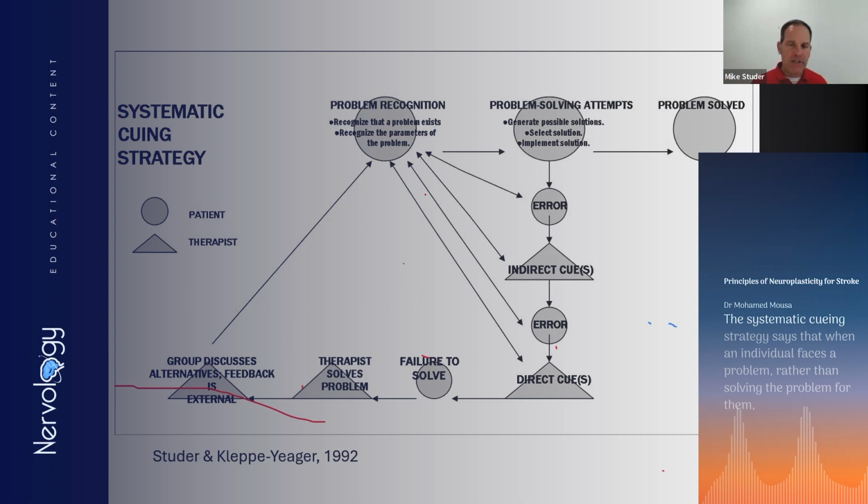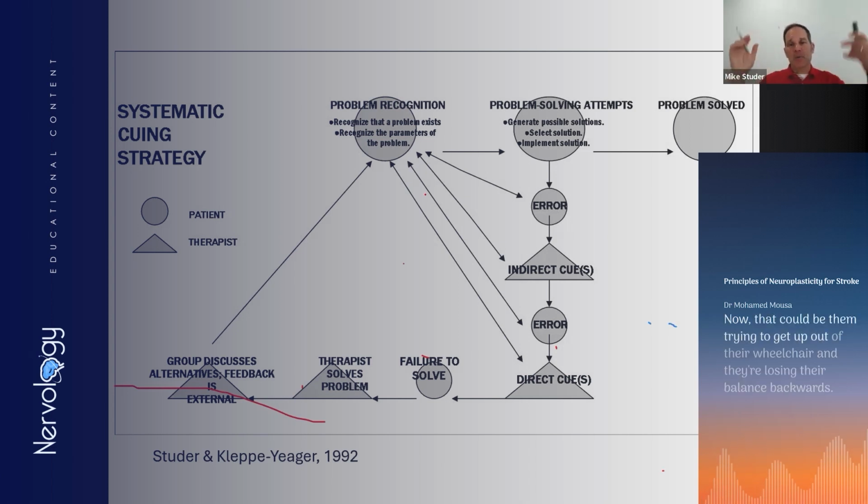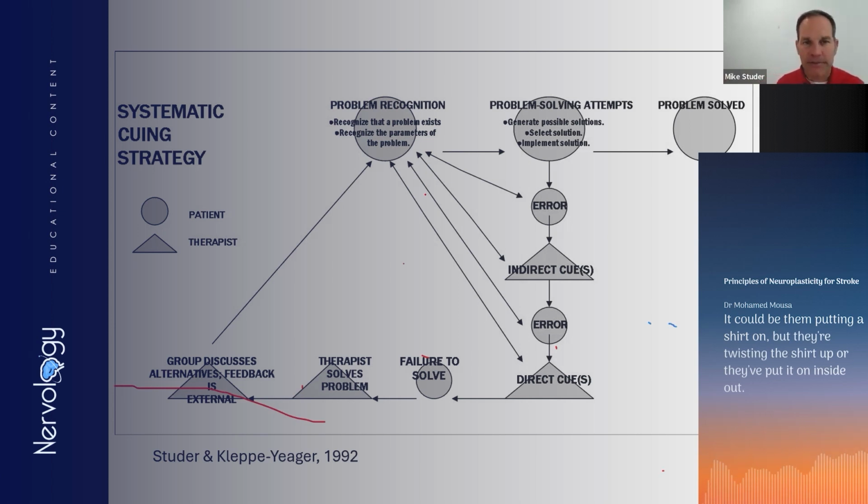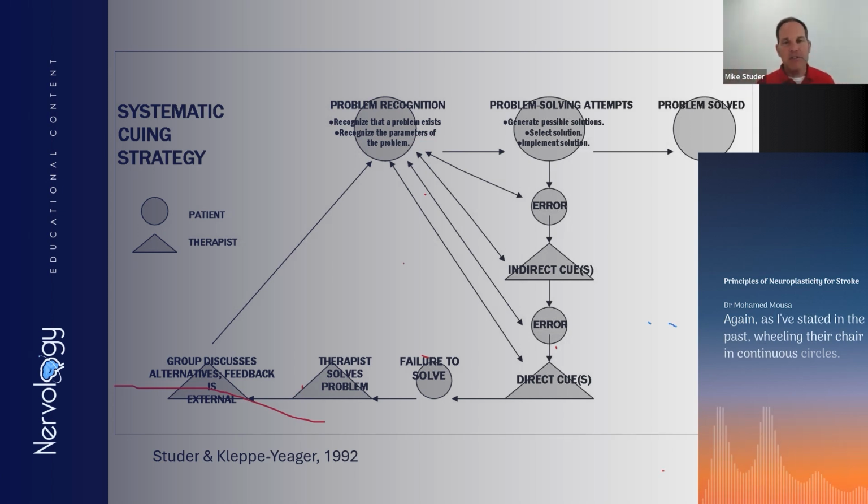The systematic cueing strategy says that when an individual faces a problem, rather than solving the problem for them, we keep them safe, but we allow them to recognize that the problem is occurring. Now, that could be them trying to get up out of their wheelchair and they're losing their balance backwards. It could be them putting a shirt on, but they're twisting the shirt up, or they've put it on inside out. It could be them, again, as I've stated in the past, wheeling their chair in continuous circles.